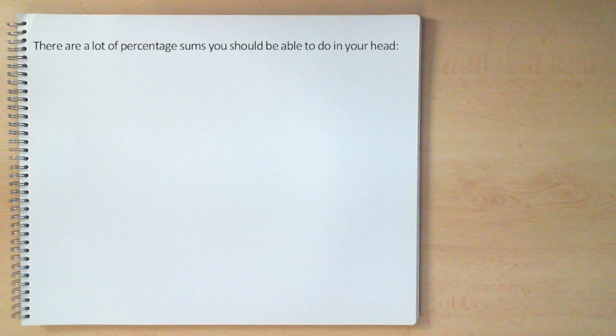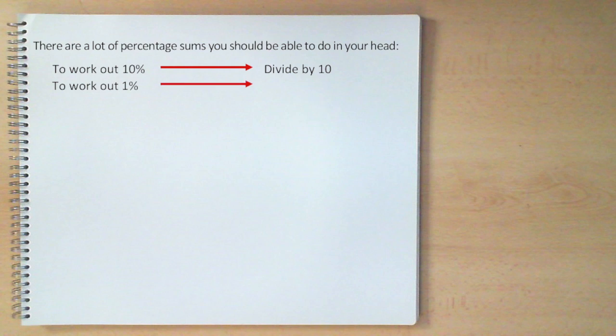There are a lot of percentage sums that you should be able to do in your head. To work out 10%, very simple. We divide by 10. To work out 1%, again, should be very straightforward to you. 1% is 1 over 100, so we do a division by 100. Dividing by 10 and 100 is simply a matter of moving the decimal point along, so you should be able to do this in your head by now.